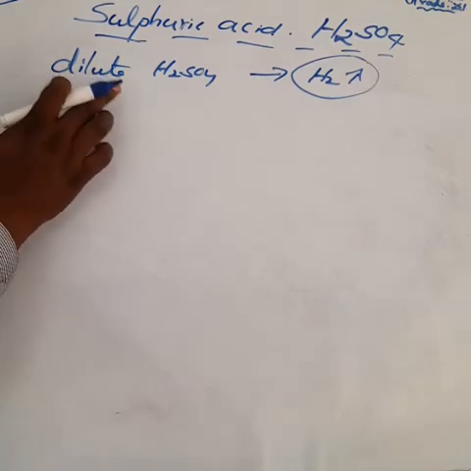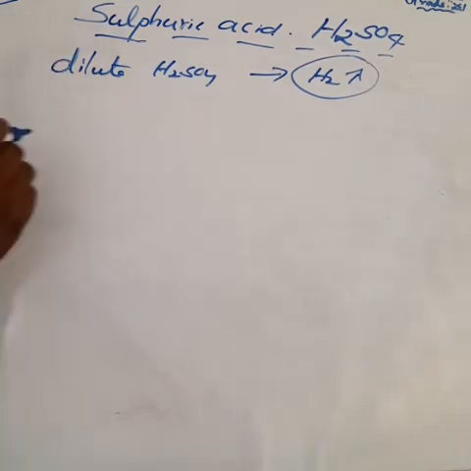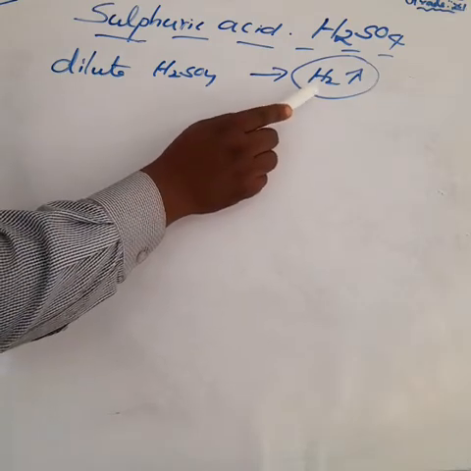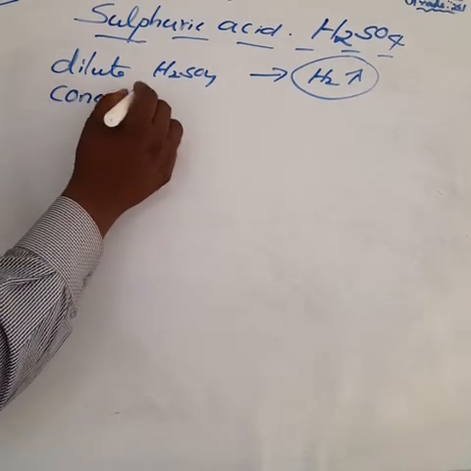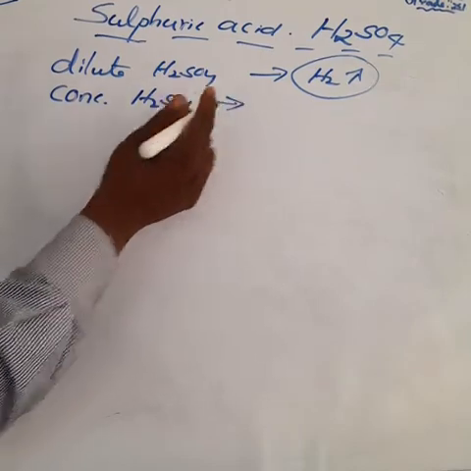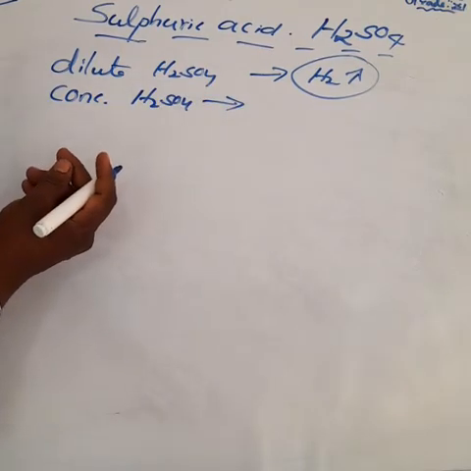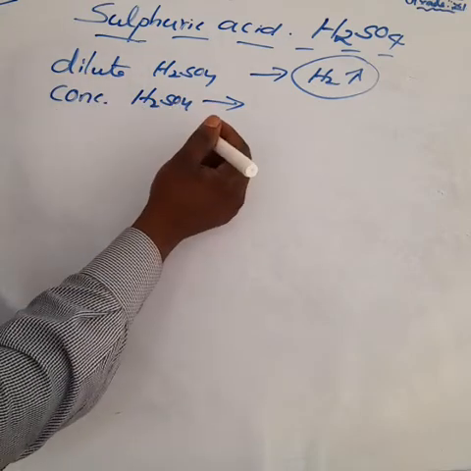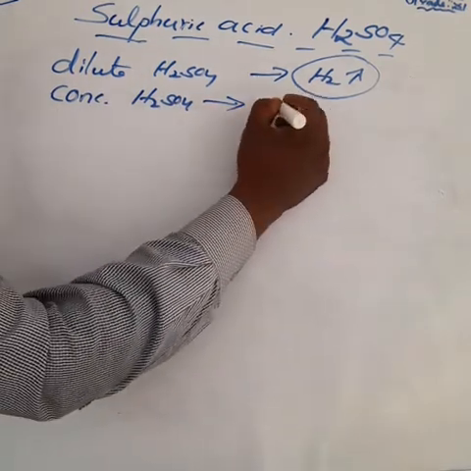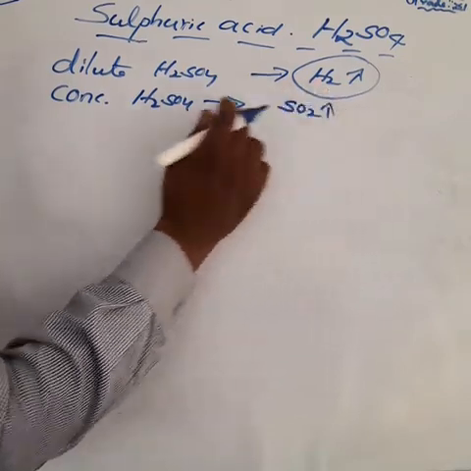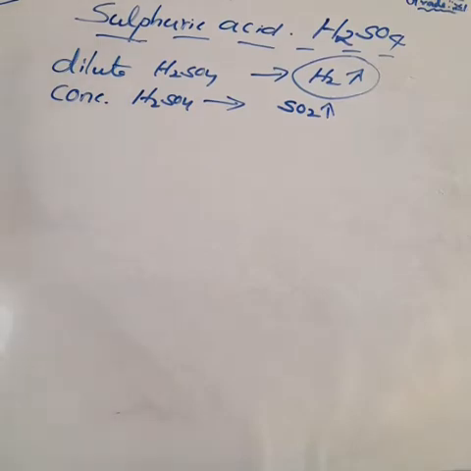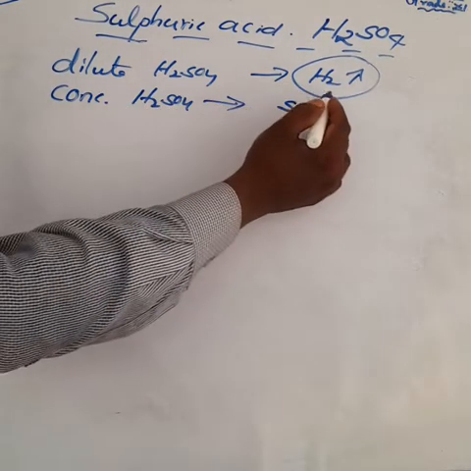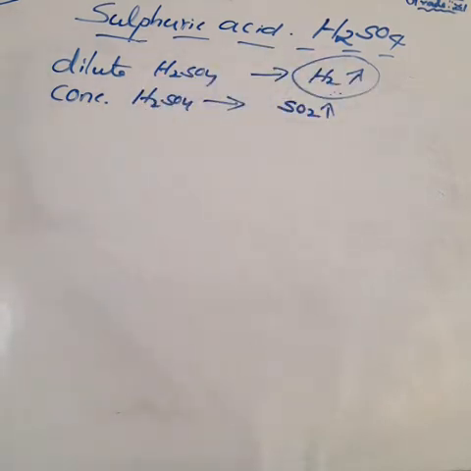Sulfuric acid, that is a dilute sulfuric acid, reacts with a metal, we liberate hydrogen gas. Concentrated sulfuric acid reacts with the metal, we get the respective salt, and also we get sulfur dioxide. Concentrated sulfuric acid means definitely sulfur dioxide gas is obtained. But in the case of dilute sulfuric acid, it liberates hydrogen. So I will ask question, please learn thoroughly.